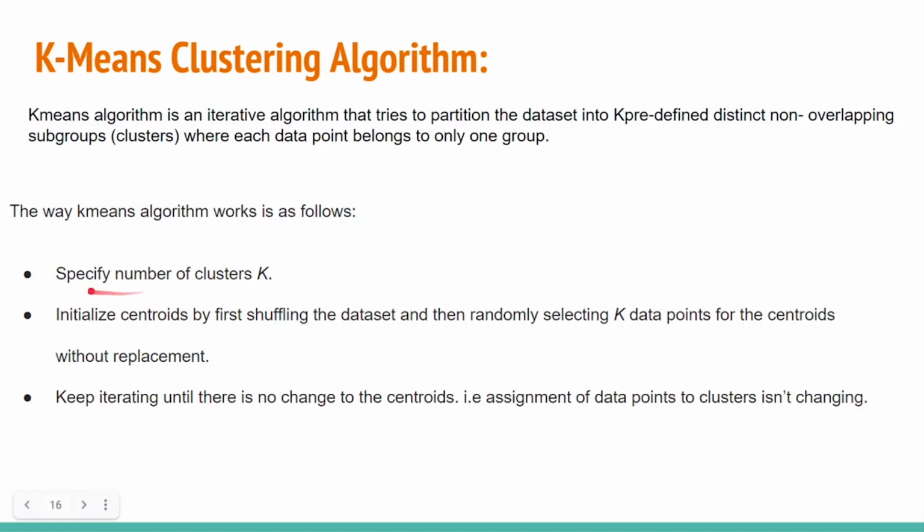First, we specify the number of clusters k. Then we initialize centroids by first shuffling the dataset and then randomly selecting k data points for the centroids without replacement. Then we keep on iterating until there is no change in the centroids. That is, the assignment of data points to clusters isn't changing.